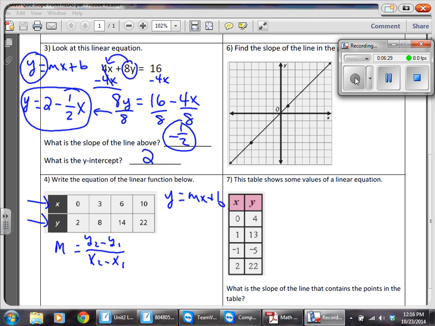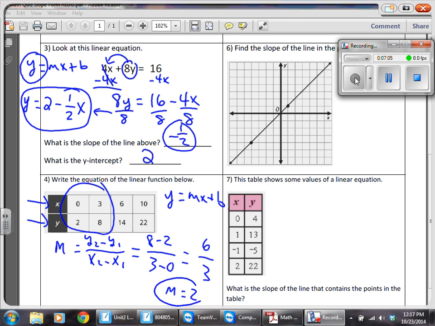How many coordinates do we need to use this formula? Just 2, but they gave us 4. So you don't need to use all 4, you only need to use 2 of them. I like to pick the 2 that are easiest to work with. I'm going to pick the first 2 because they're the smallest numbers, and one of them is a 0, and that'll make my life easier. And now I'm just plugging into the formula. y2 minus y1, 8 minus 2, over x2 minus x1, 3 minus 0, equals 8 minus 2 is 6, 3 minus 0 is 3, 6 over 3, so m equals 2.